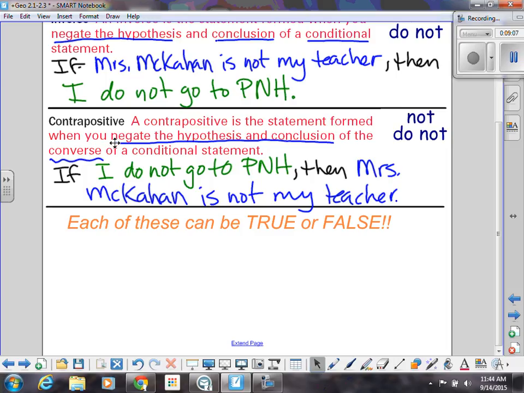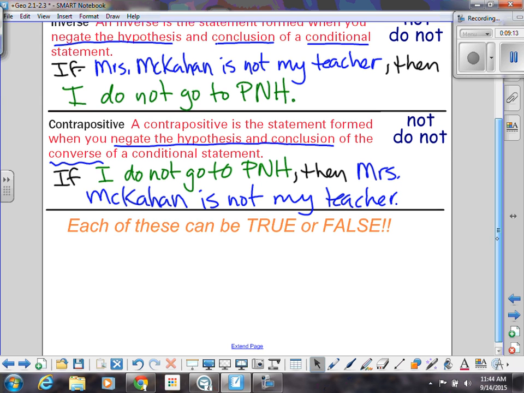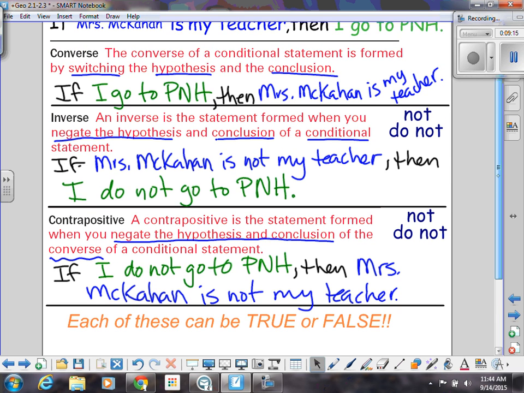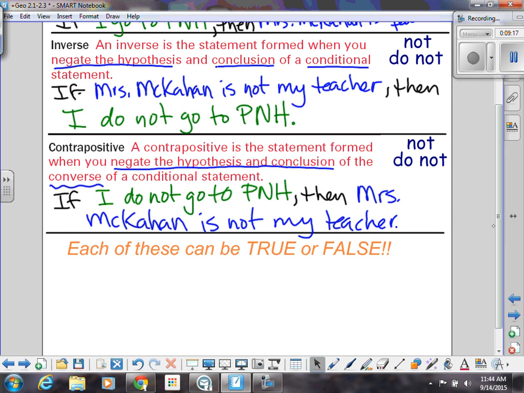Yeah, so contrapositive and the original conditional are the only ones that ended up being true. The converse and the inverse were both false. Yeah, so notice that each of these can be either true or false. It doesn't matter. It just depends on the actual statements that you have. Okay, and next time when we do truth tables, we'll get into more of how do we know whether it's true or false. Okay, can I move on?